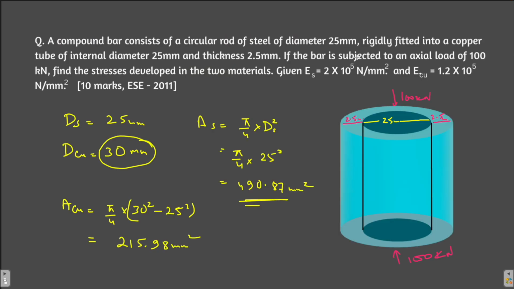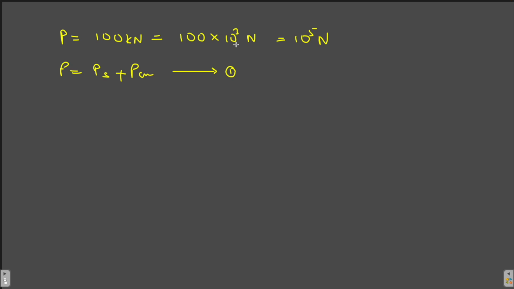Now it is given that it is rigidly fitted into the copper tube. That means the steel tube is rigidly fitted into the copper tube. So we can say that the amount of compression is same for both the bars. That is, the change in the length of each bar will be same because they are rigidly held together, right? So change in length of steel must be equals to change in length of copper. Okay, now we know that what is change in length? It is given by PL by AE.